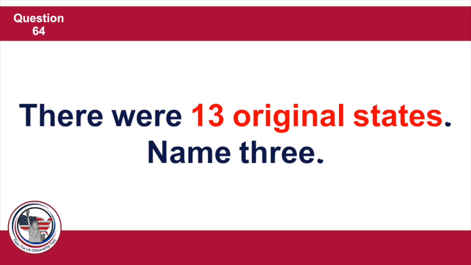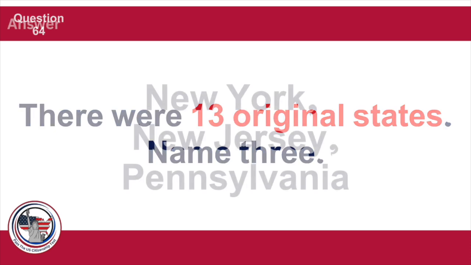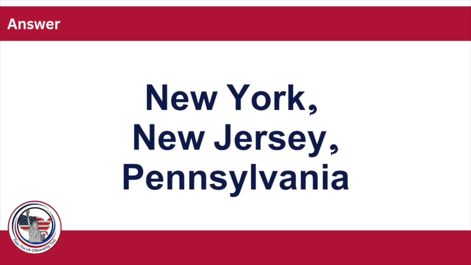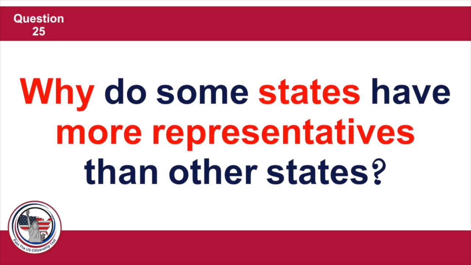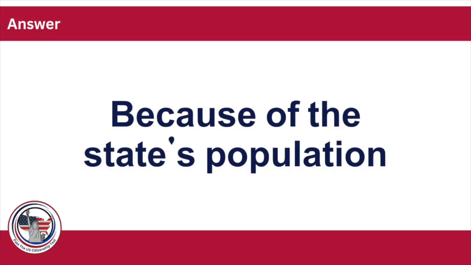There were 13 original states. Name 3. New York, New Jersey, and Pennsylvania. Why do some states have more representatives than other states? Because of the state's population.